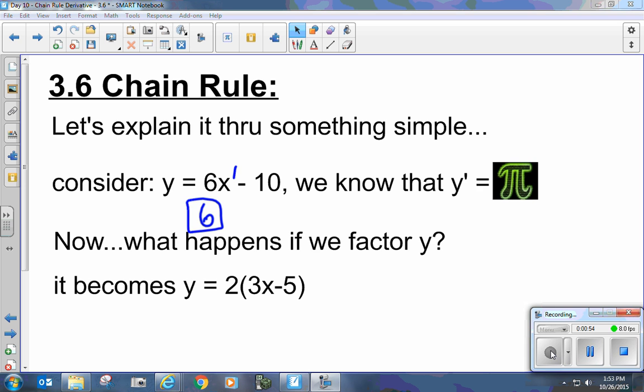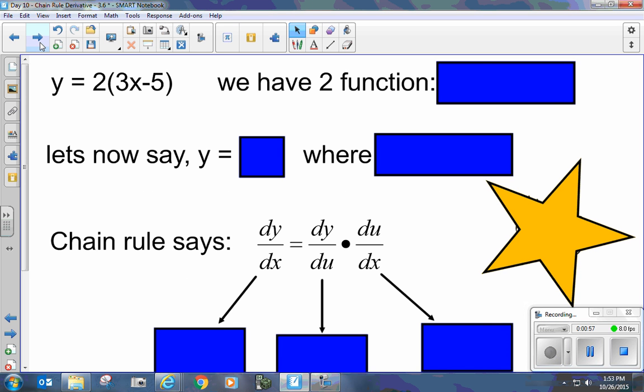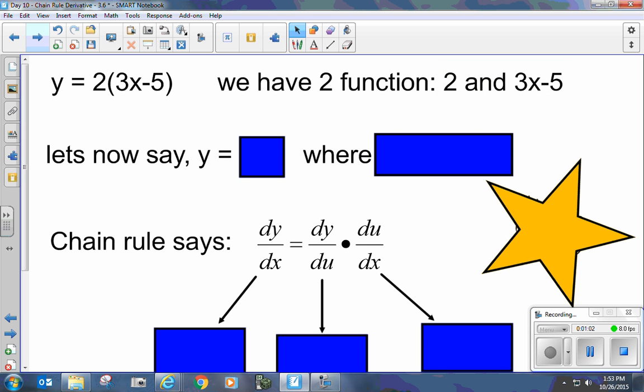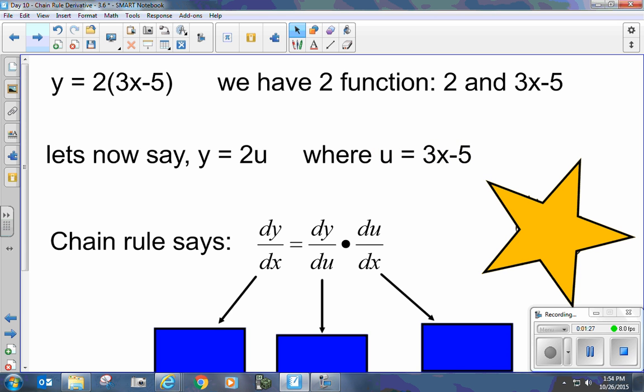So, we have two functions, 2 and 3x minus 5. Okay? Let's now say that y equals 2u. Let's just throw in u, where u equals 3x minus 5. So basically we're going to use substitution. We're going to throw in a u for 3x minus 5 so it becomes easier.